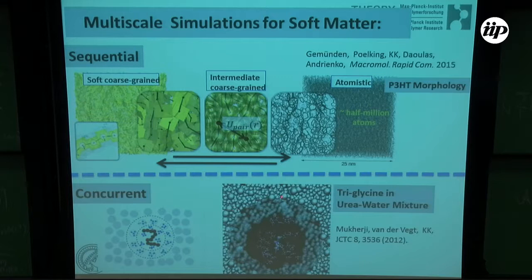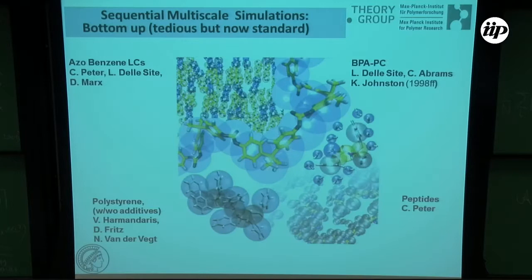And then, of course, one needs a free exchange between these different regions of detail, or in other terms, molecules which go from here have to assume atomistic degrees of freedom when they go here, and when they go back, and I will come back to that later on. Let me first just very shortly say a few words about this, and then we go into the details of this adaptive resolution scenario. These sequential methodologies work quite well now, and there are many different approaches developed over the years.